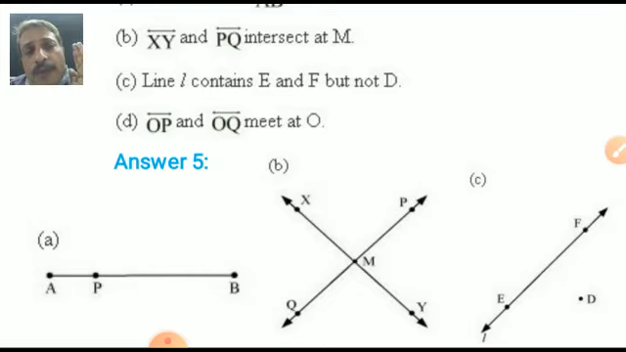Names of the line segment, ray or a line should be denoted with capital letters. Yes, capital letters only. Here line XY and line PQ are shown in X format and the meeting point is M. Very easy questions. You will get full marks.